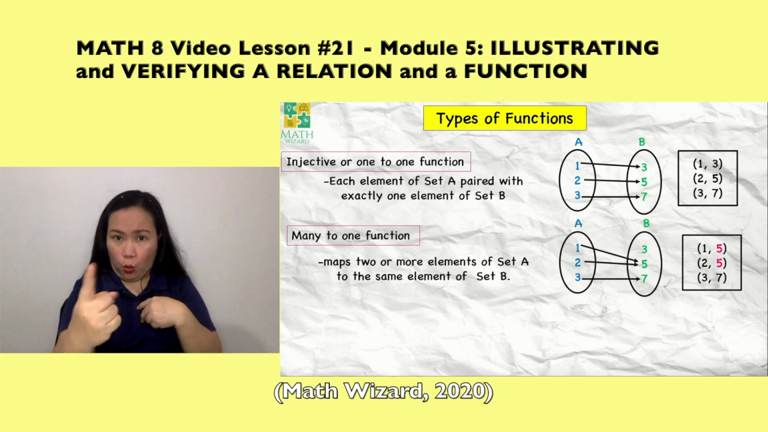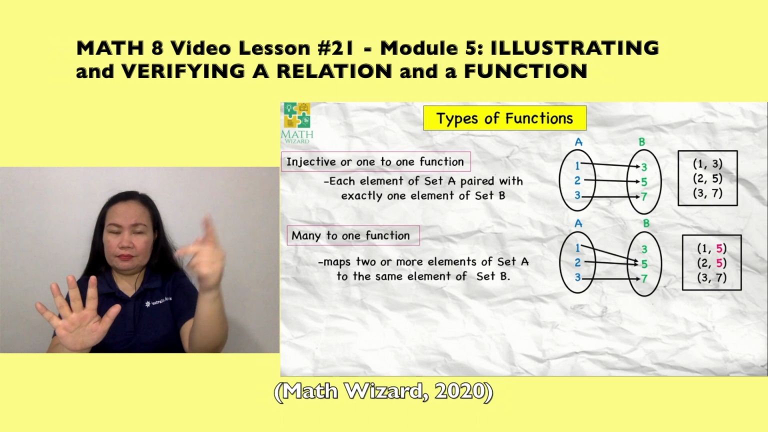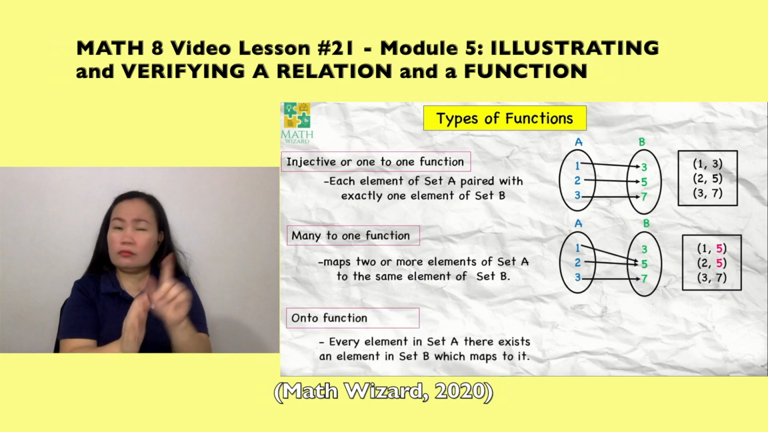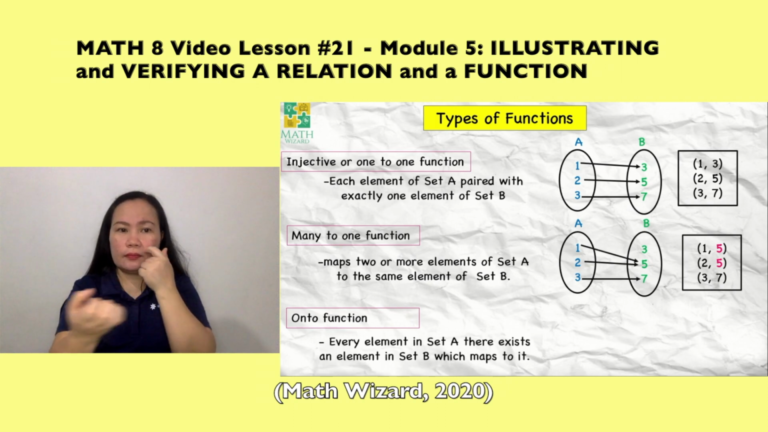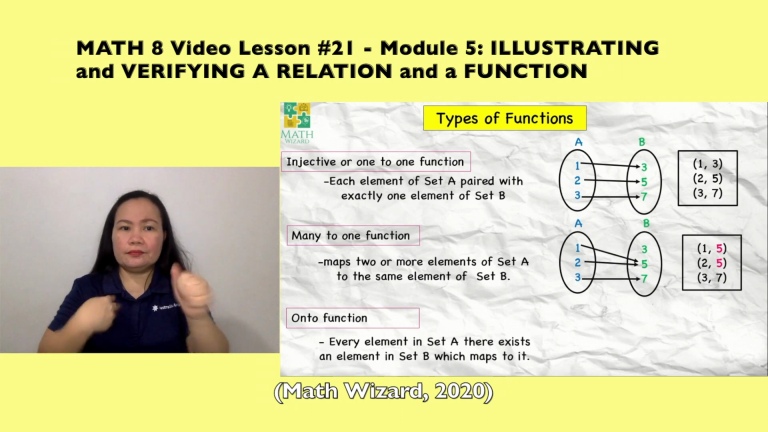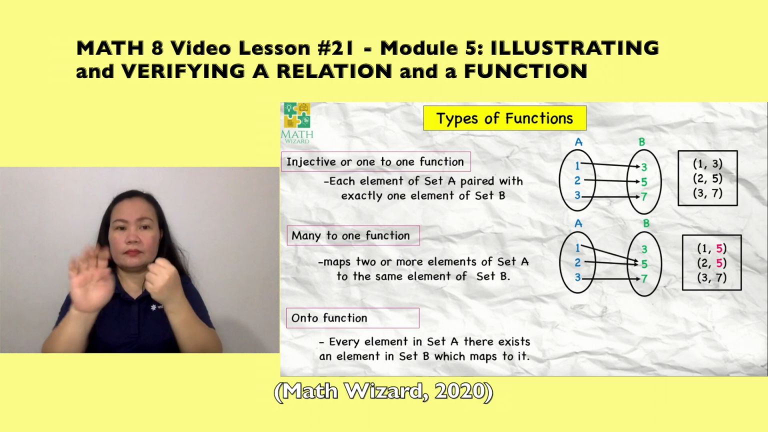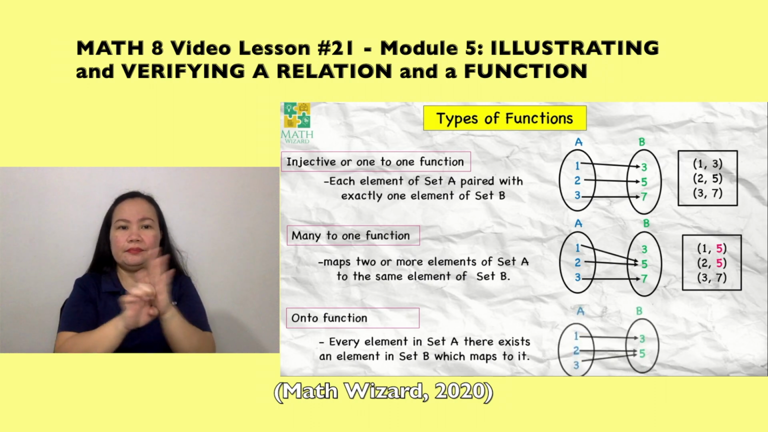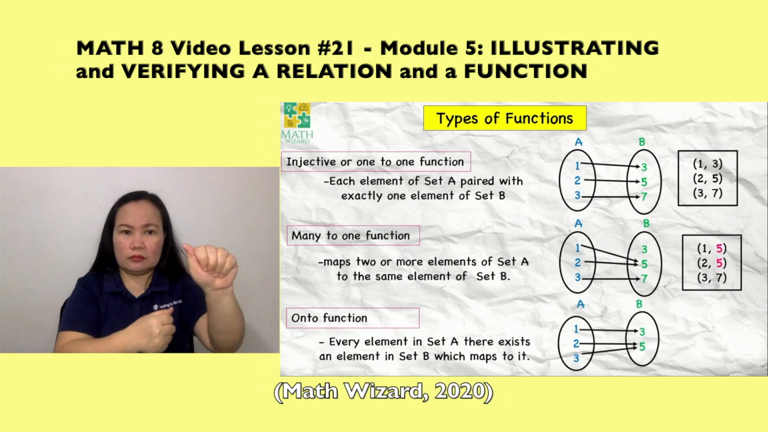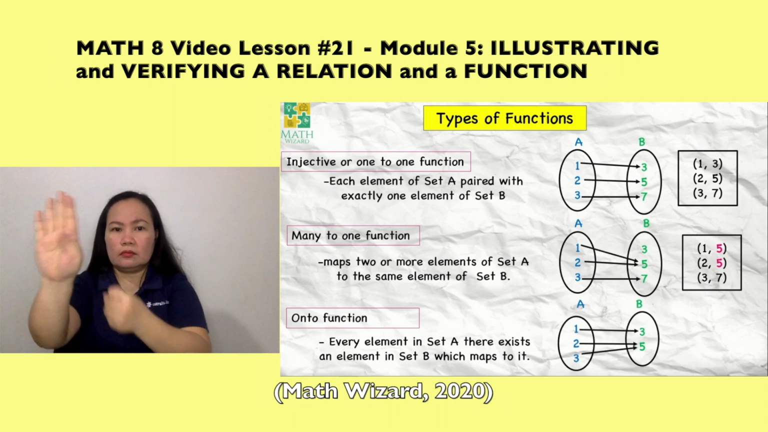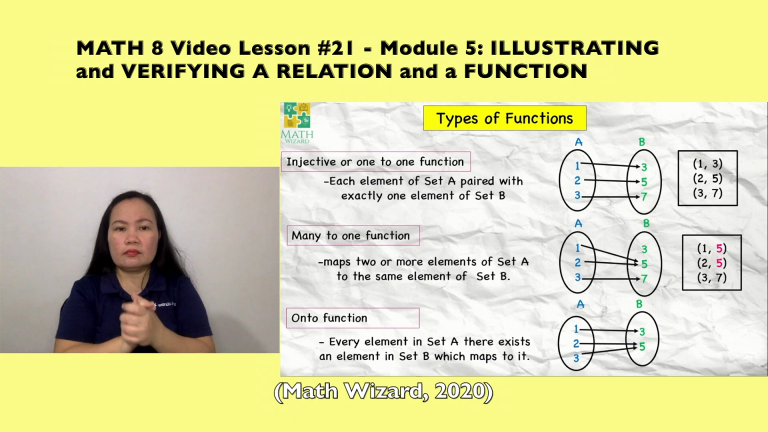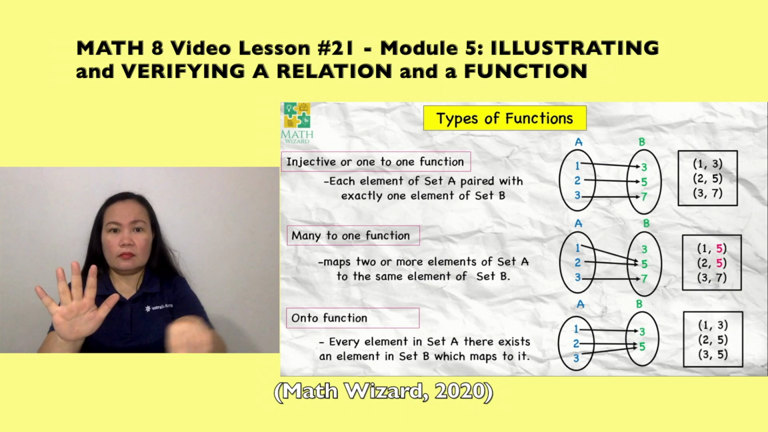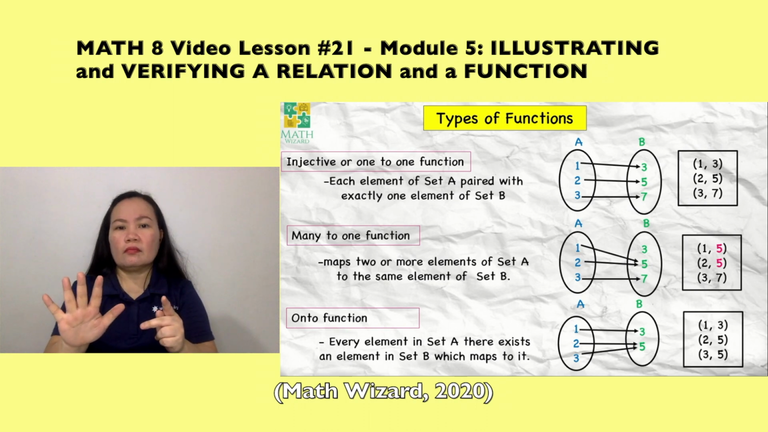Okay? Si 5. Now we have the onto function. Pag sinabi naman nating onto function, every element in set A, there exists an element in set B which maps to it. Example, we have for set A, we have 1, 2, 3. For letter B, we have 3 and 5. 1 maps to 3, 2 maps to 5, 3 maps to 5.